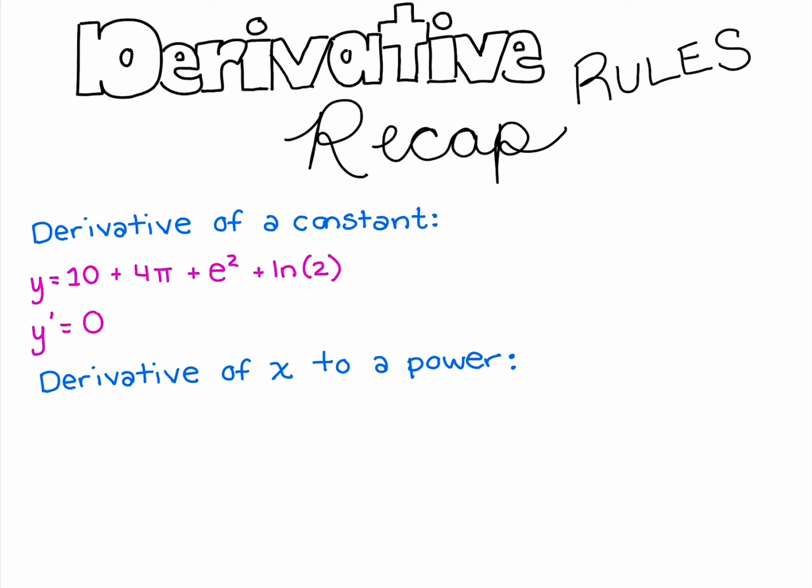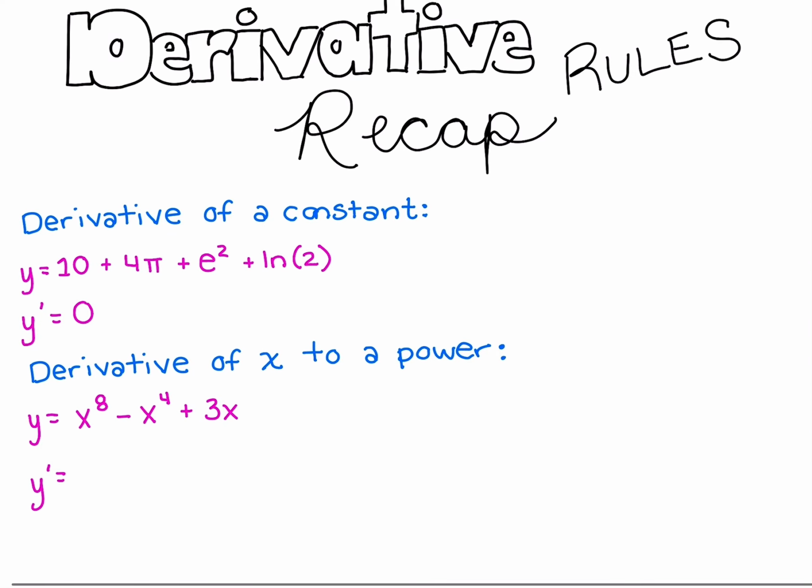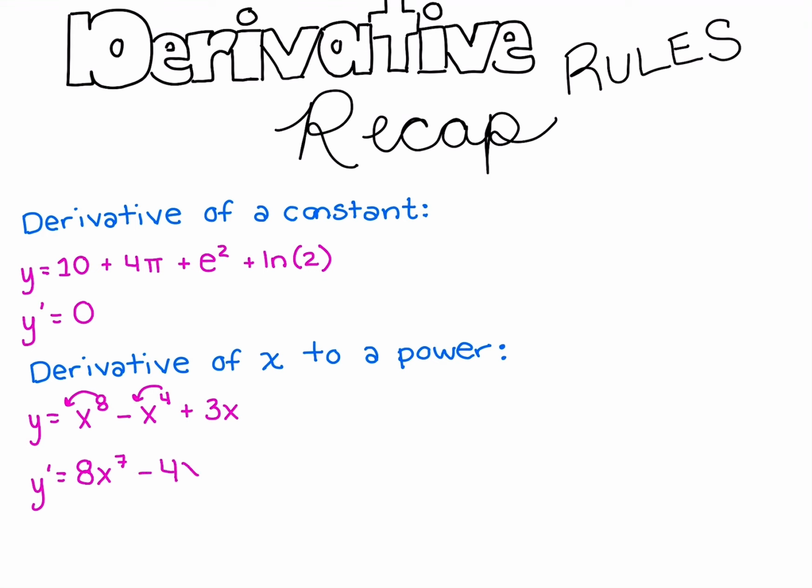To make it a little more interesting, we could have x to a power. That means when we take the derivative, we are going to bring down the power and subtract 1 for the new power. So if we had x to the 8th minus x to the 4th plus 3x, the derivative of x to the 8th, we get to bring down the power and subtract 1 for the new power. So we'd bring down 8x to the 7. We'd keep that minus sign and bring down the 4 and raise x to the 3. Bring down the power, subtract 1 for the new power.